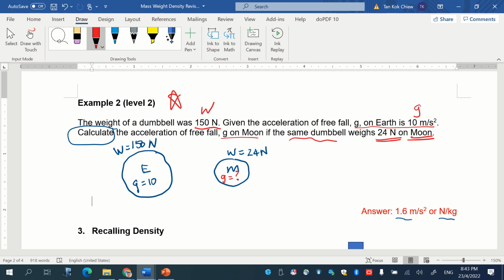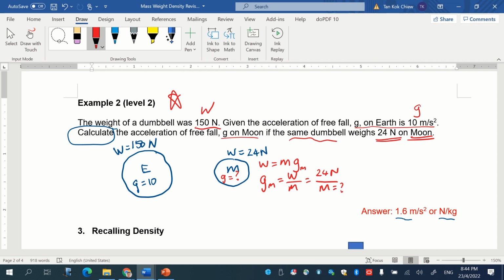So to calculate this G value with the W, I stick to the formula W equals mg. So I put g_m to represent the G value on Moon. So the G value on Moon, based on the formula, is W over m, which means it's 24 Newton divided by the mass. However, the mass on Moon is not known. If it's known, the problem is solved.